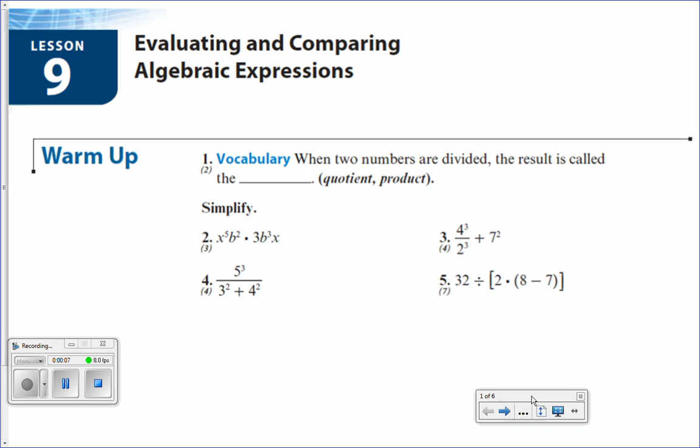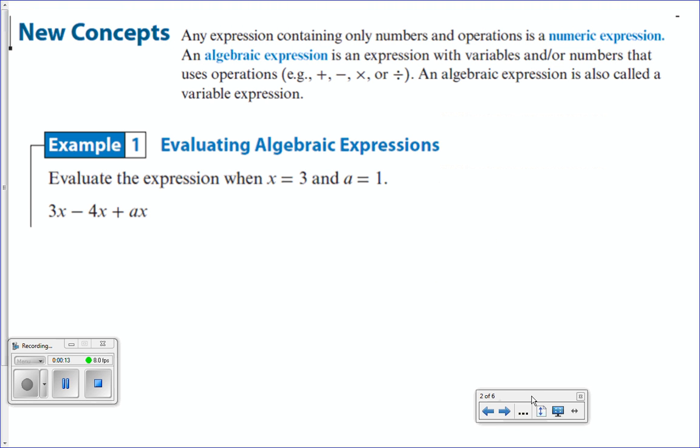In Lesson 9, we're going to be evaluating and comparing algebraic expressions. Any expression containing only numbers and operations is a numeric expression. An algebraic expression is an expression that has variables and/or numbers and also uses operations. So an algebraic expression is also sometimes called a variable expression.